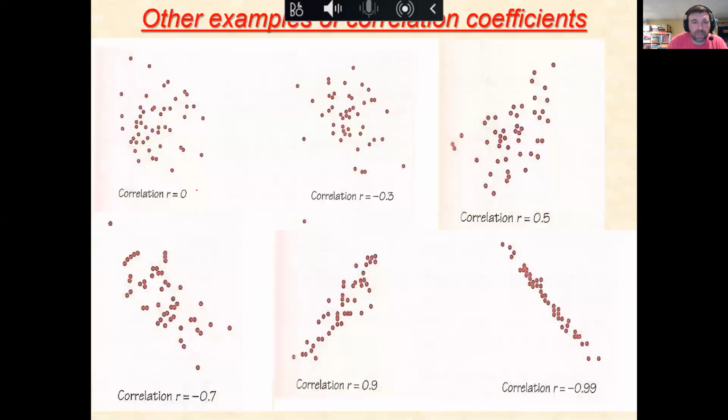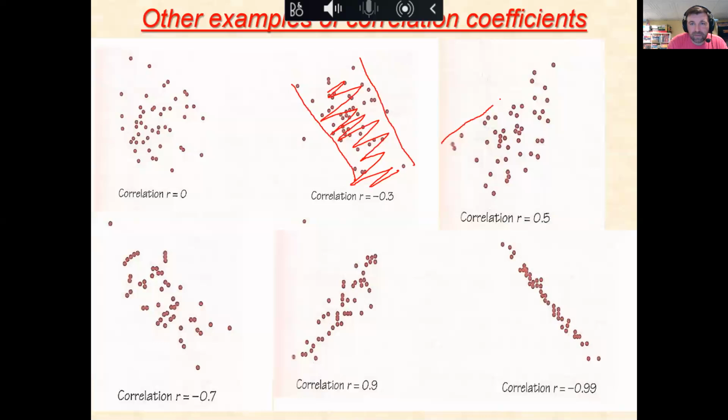These are just some other examples of R values of 0, no correlation, and -0.3. So it's going down, but it's very weak. The points are very spread out. So it's a weak correlation. It's close to 0, but it is kind of trending down.